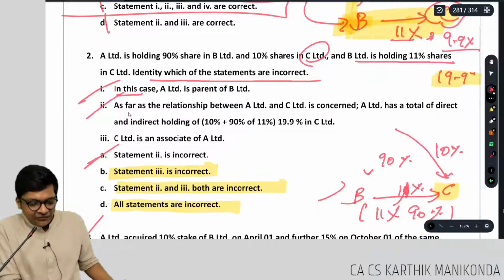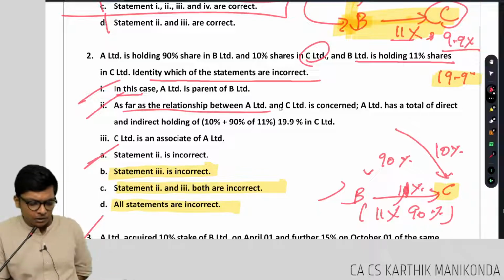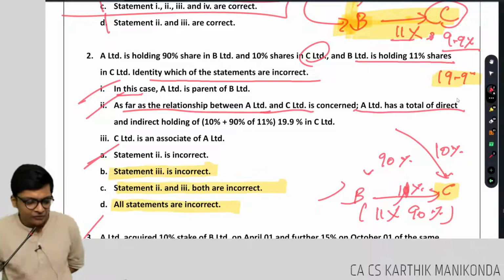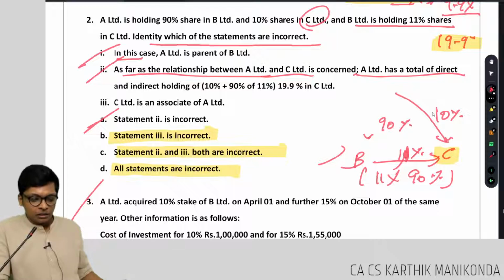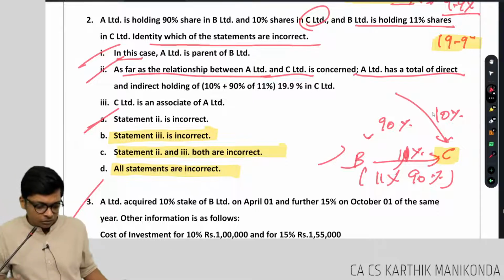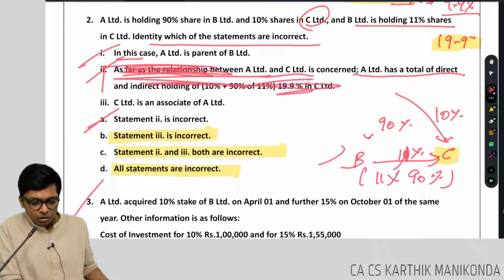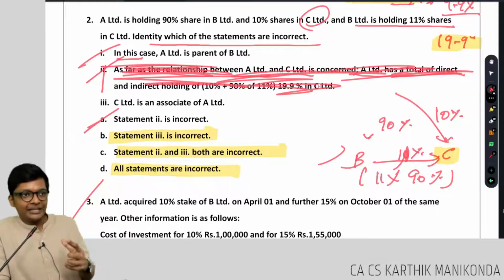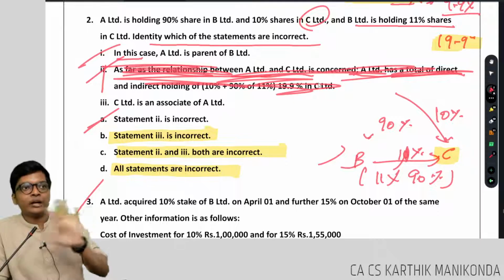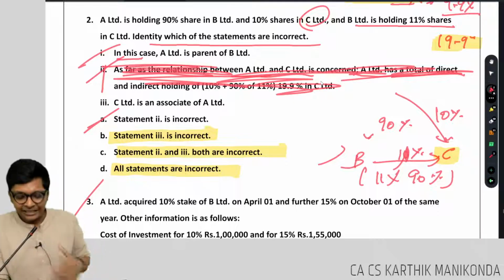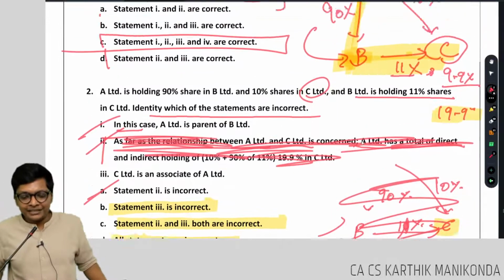Let's read this. As far as the relationship between A and C is concerned, A Limited has a total direct and indirect control of 19.9%. Okay, what is the answer they gave for this? So this is wrong, guys. This is definitely wrong. Are you following, guys? You should never do like 19.9%. Do you get the logic, guys? This is not correct. You can't do like this.